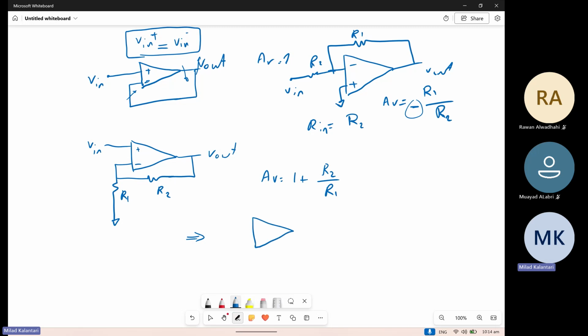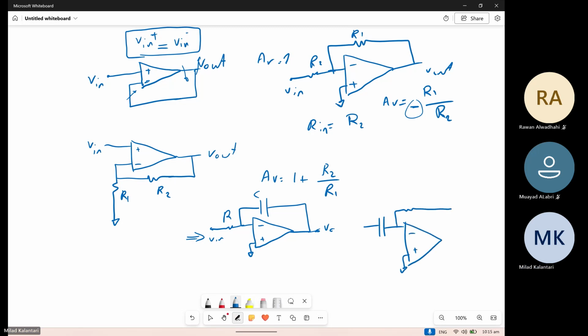So we could basically make an integrator if we put the C here, or we can make it a differentiator if we swap the C and R, right?